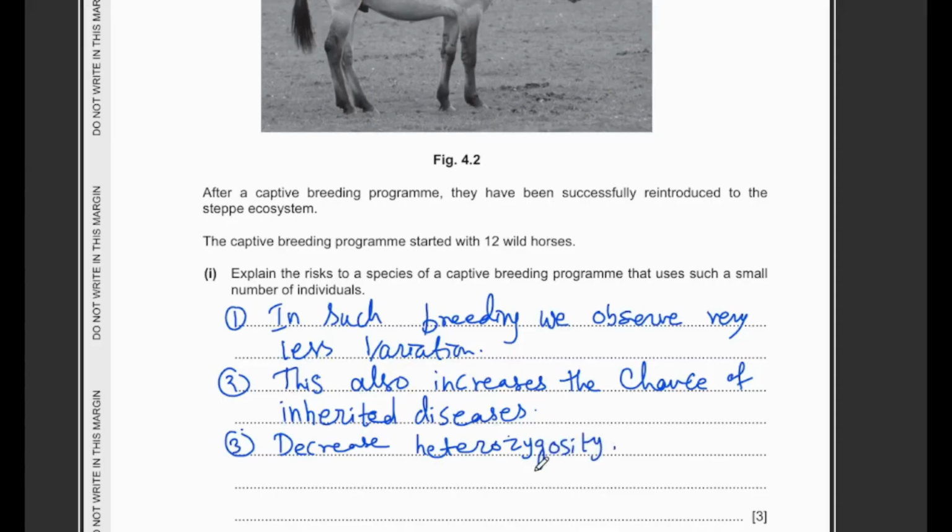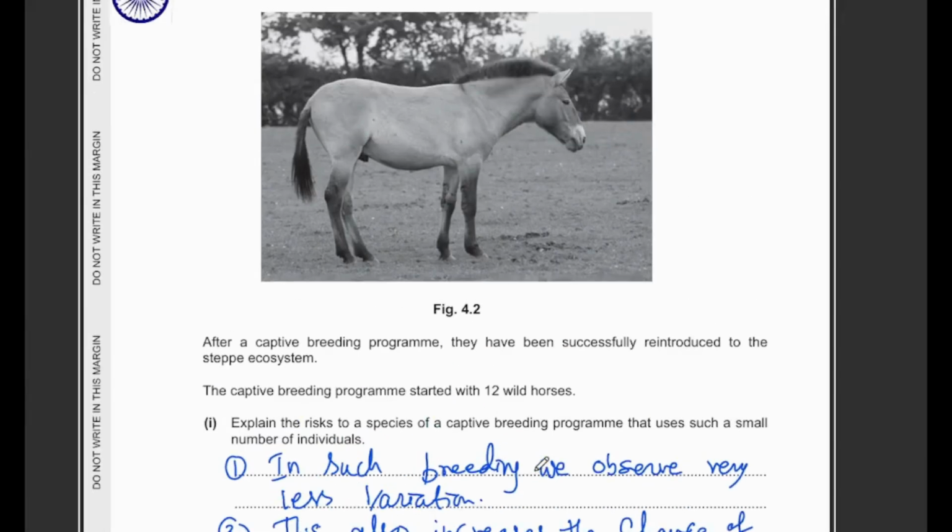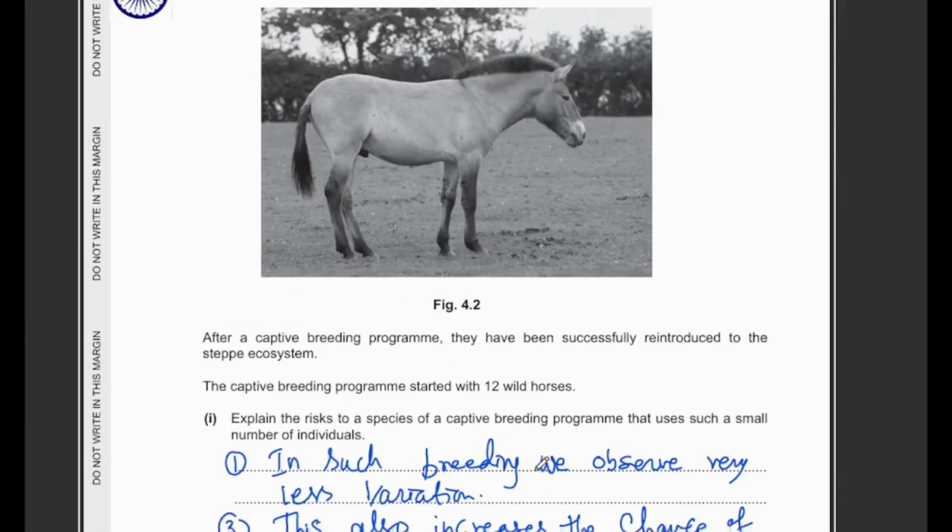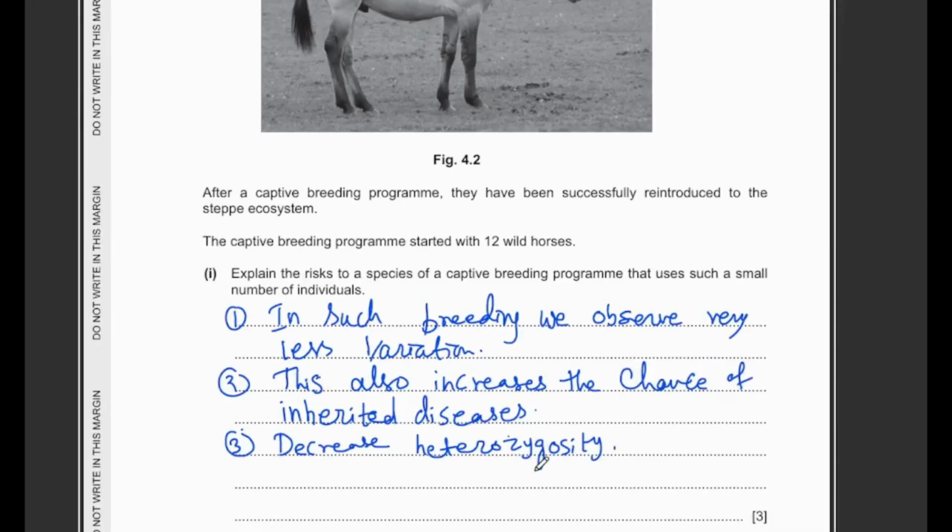That is, there is a greater chance that an organism may be homozygous. So this decreases the heterozygosity, and due to this there are more inherited diseases, and we can see very little variation. Such organisms cannot survive for a long time. A hybrid organism is there, but still these are some of the risks of captive breeding.